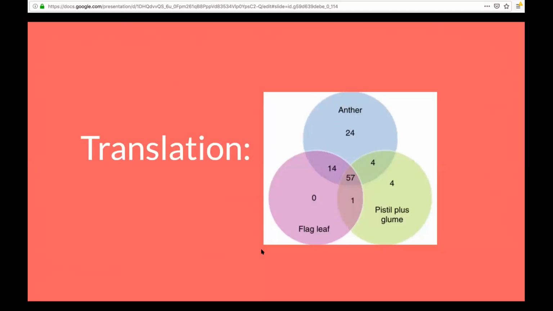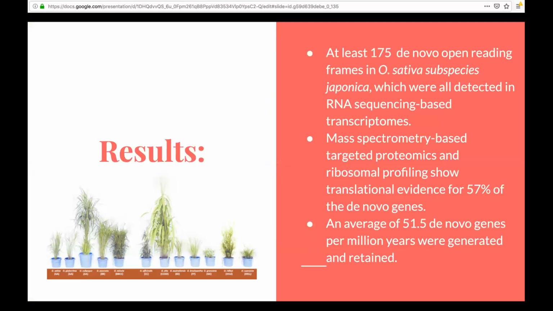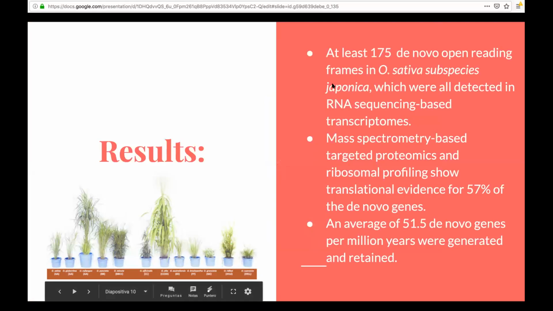This means that there was a certain pattern for the de novo genes to code for anther proteins, which is also interesting. And the scientists do not know how to explain this, but they do state that it is interesting, and further research should try to understand why this happens. And the result is that they found, amongst the complete genome, at least 175 de novo open reading frames in the subspecies of Japonica.